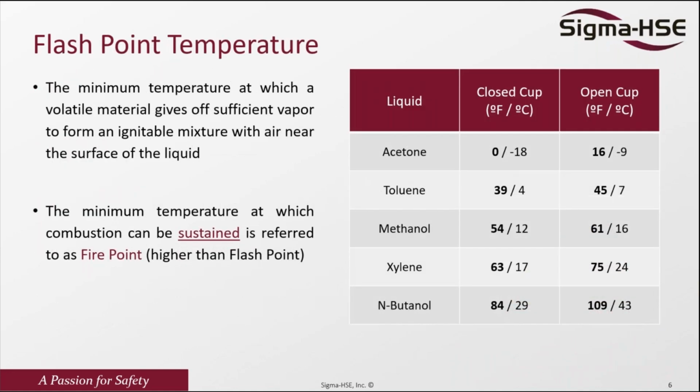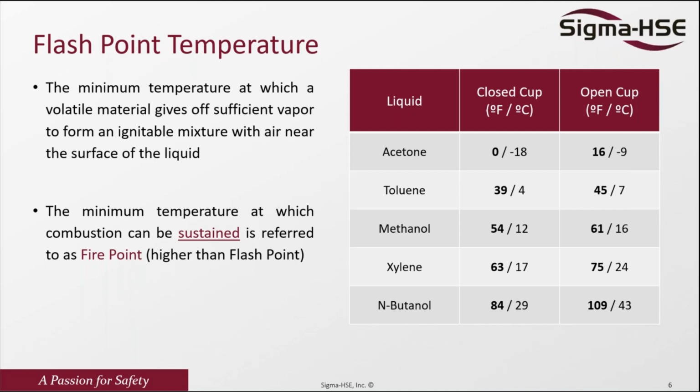So as I mentioned, we need to know the flash point. The flash point is the minimum temperature at which a volatile material will give off a sufficient amount of vapor to form an ignitable mixture. So having a pool of flammable liquid will not actually ignite unless I form a specific concentration of vapor that can actually sustain this combustion operation.